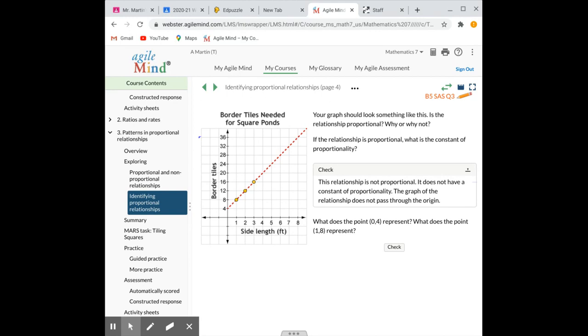If the side lengths are 0, don't you still have to have how many corners? Even if the side length is 0, since we're making a square, yeah, we've got to have 4. So the next one says (1, 8). So that means that the side length is how long?